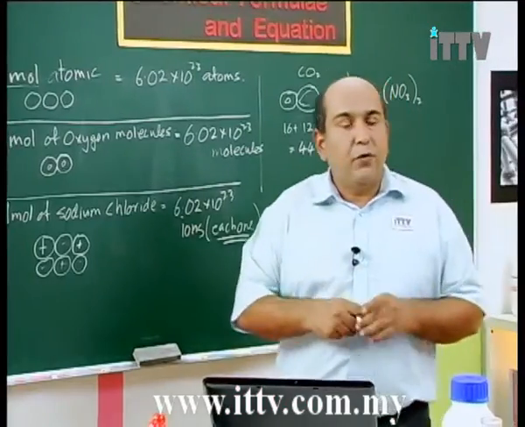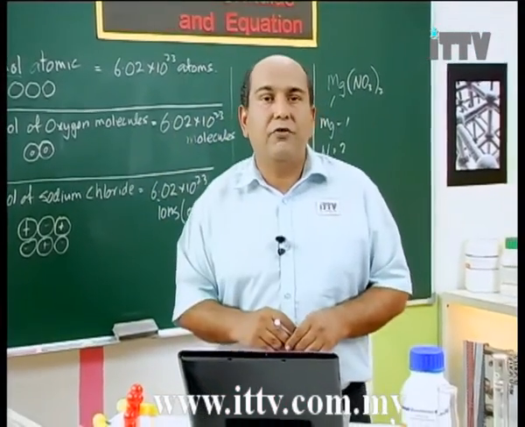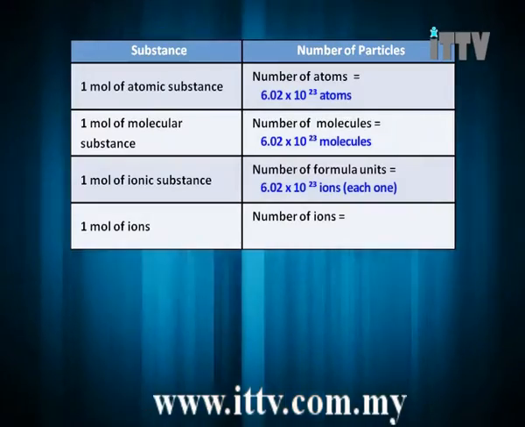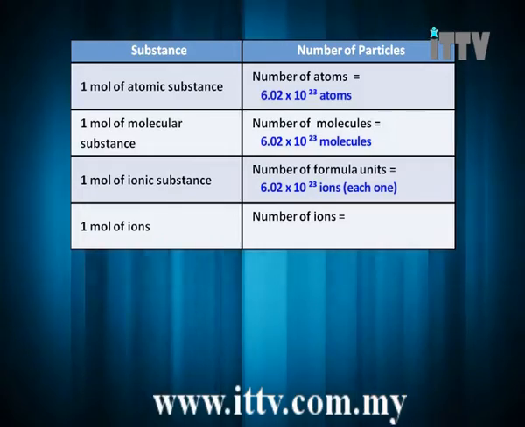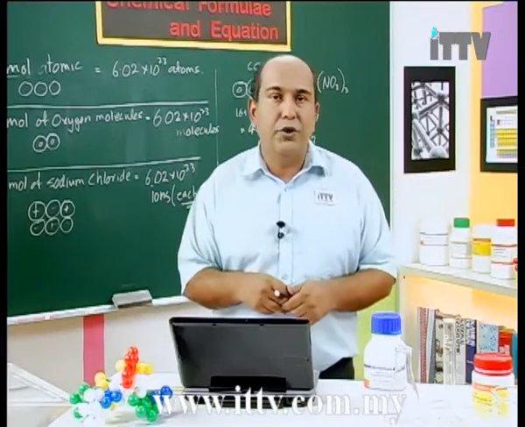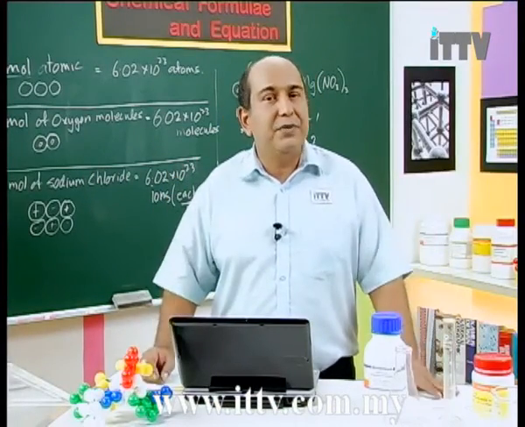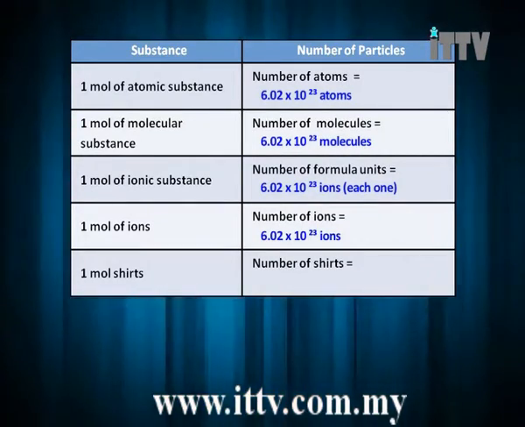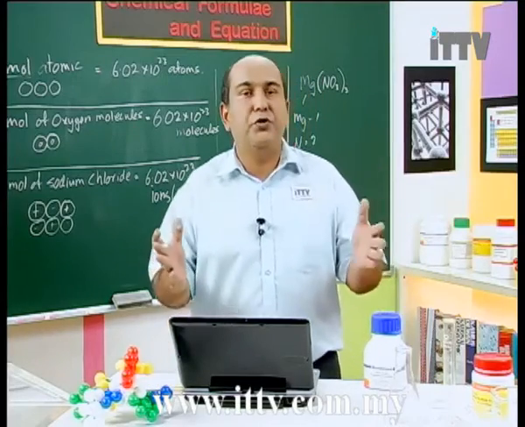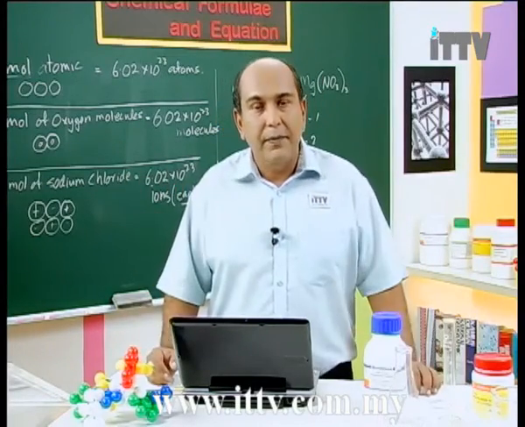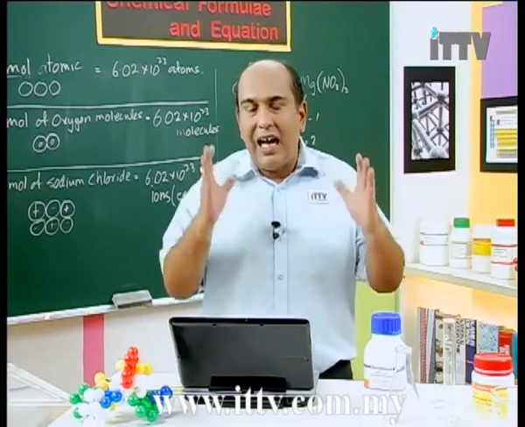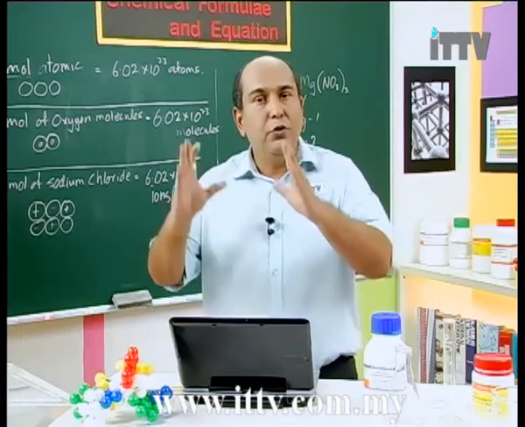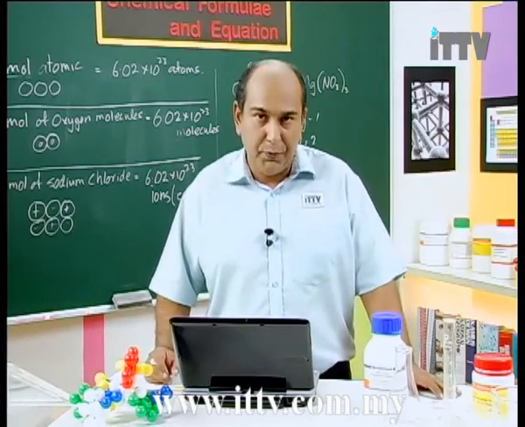Do you get the idea? If you have 1 mole, you must have the Avogadro constant value of particles. If I have 1 mole of ions, how many ions will I have? Think. It says 1 mole, so your answer must be 6.02 times 10 to the power 23. If I have 1 mole of shirts, that's a lot of shirts, but that is again 6.02 times 10 to the power 23. I hope you're sort of getting an idea about how to work out and to relate the concept of 1 mole to the Avogadro constant value.